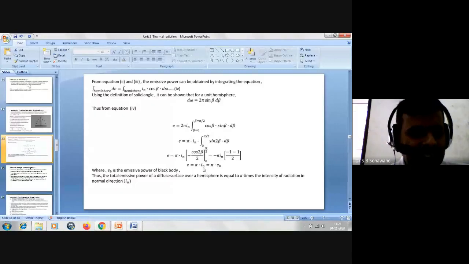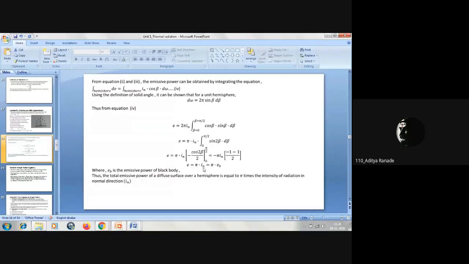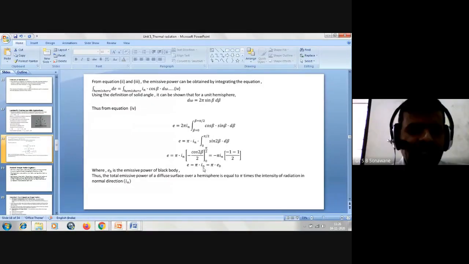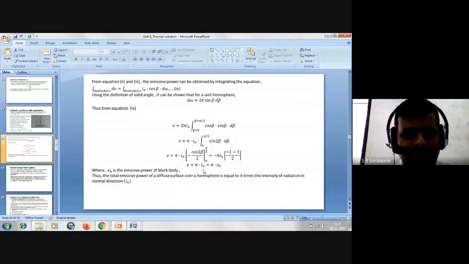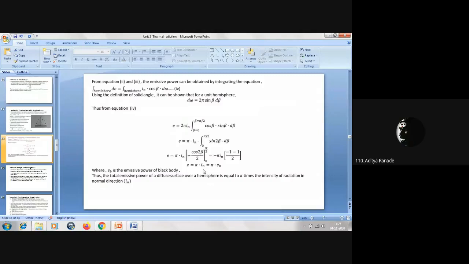What is In? In means intensity of radiation in the normal direction. So in short, what we did here is make the relationship between emissive power and the intensity of radiation in the normal direction. Understood?